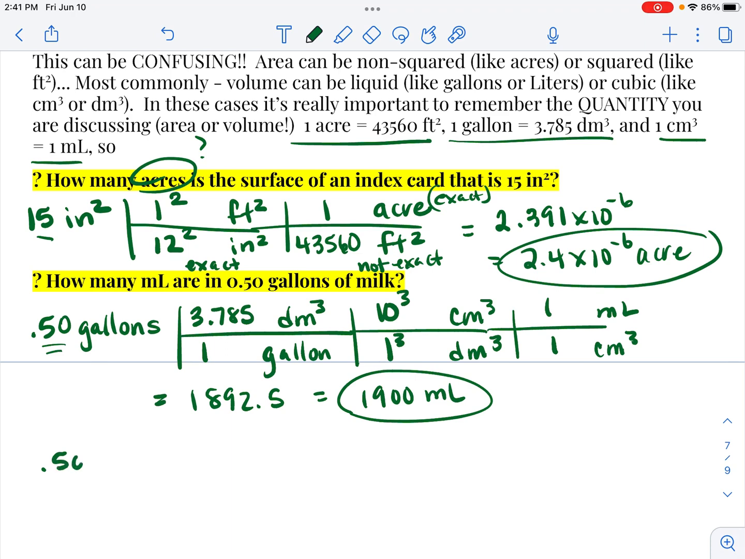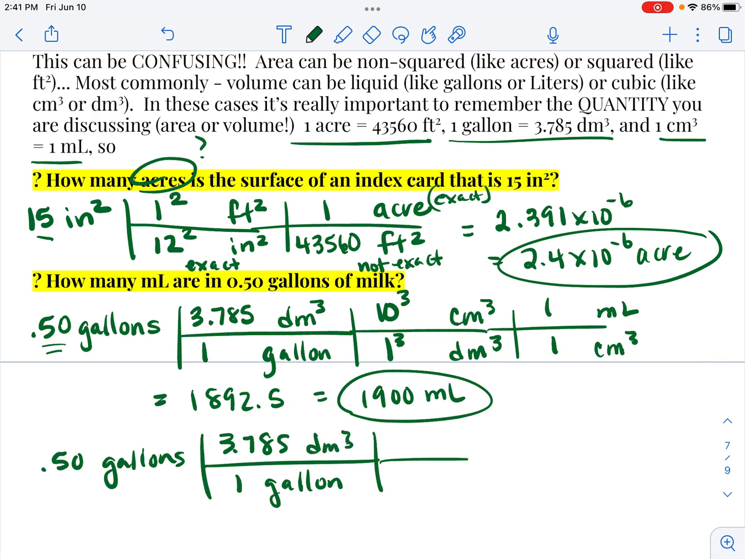I can show you another way. Let's do it quick so that you can see. We can go 1 gallon to the same, 3.785 cubic decimeters. And then if you know that a cubic decimeter is equal to a liter, you can do that there. And then you can do liters to milliliters here, which would be 1 liter and 1,000 milliliters, and we're going to get the same answer. Okay, so you can do that either way.